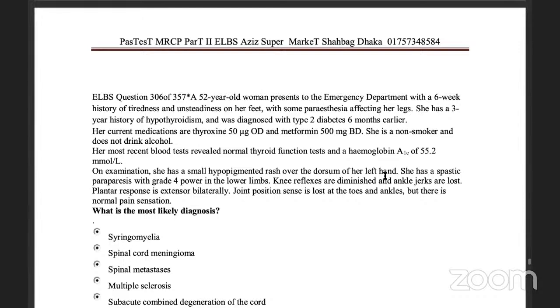Non-smoker, does not drink alcohol. Normal thyroid function test and hemoglobin. Hypopigmented rash over the dorsum of the left hand, and she has a spastic paraparesis in the lower limbs. Hypopigmented rash and spastic paraparesis. Systemic sclerosis.